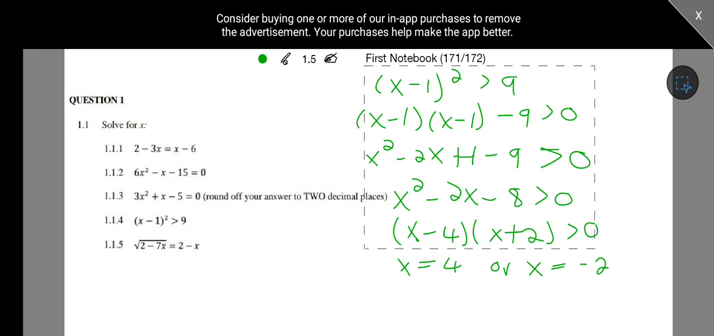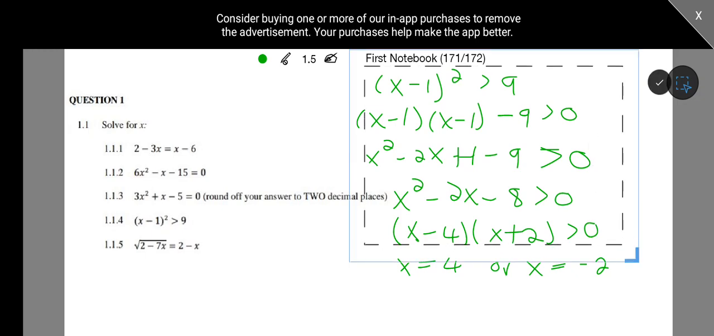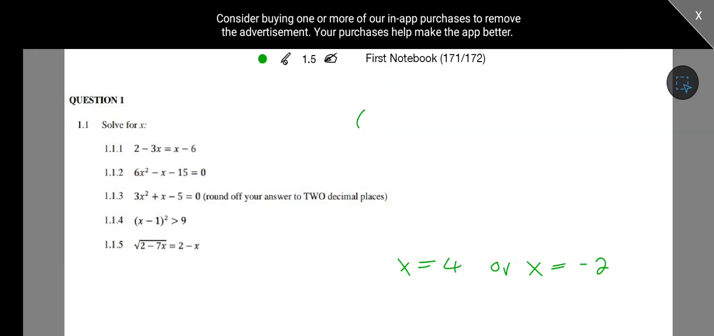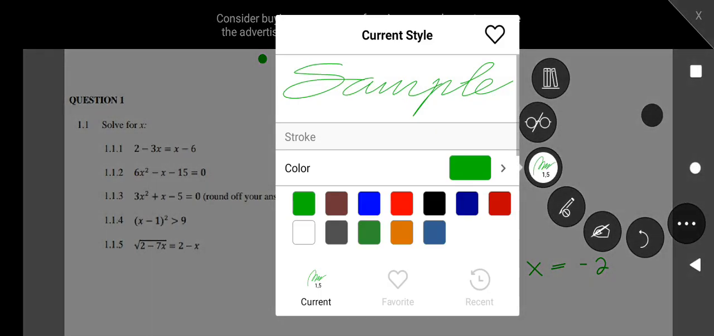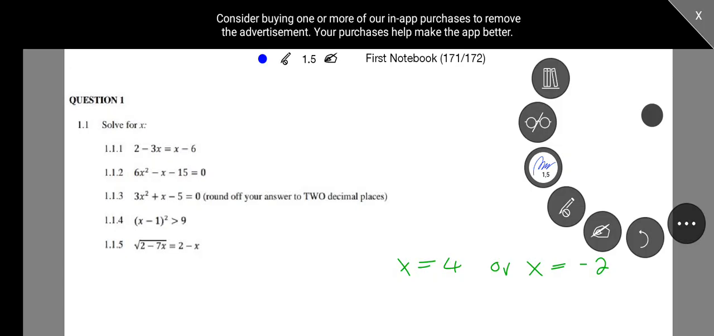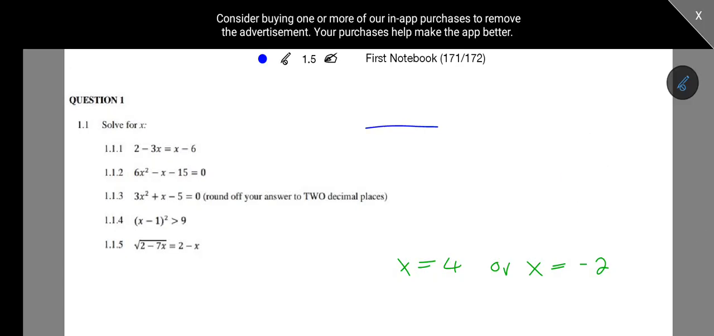Remember, that's not the final solution. They didn't ask us to solve for x. We must solve the inequality, right? So we're going to draw a timeline or a number line, however you want to call it. I'm going to use a different color. Okay, so let's draw our number line here. This extends to positive infinity, and this one extends to negative infinity. And we're going to put our two critical values in ascending order. This will be negative 2 and this will be 4.